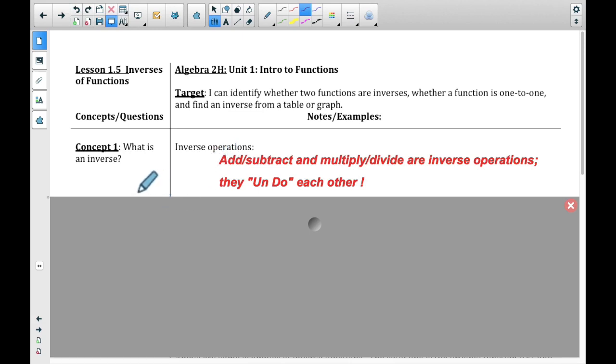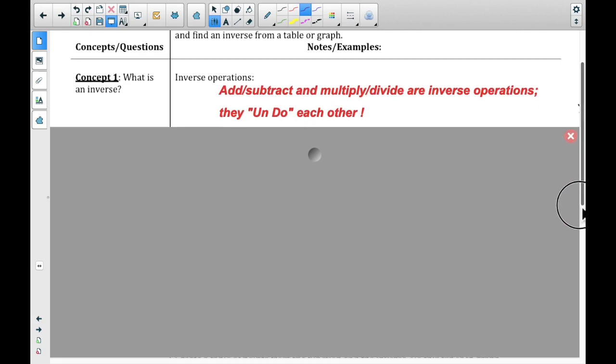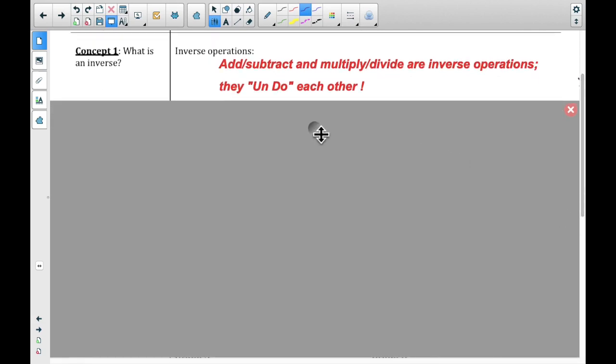First of all, what is an inverse? Well, go back and think about what inverse operations are. We know that adding and subtracting are inverses of each other, and multiplying and dividing are inverses of each other. That kind of means that they undo each other, right? They're opposites in a way. And that definition of inverse operations is going to help us understand inverse functions as well.